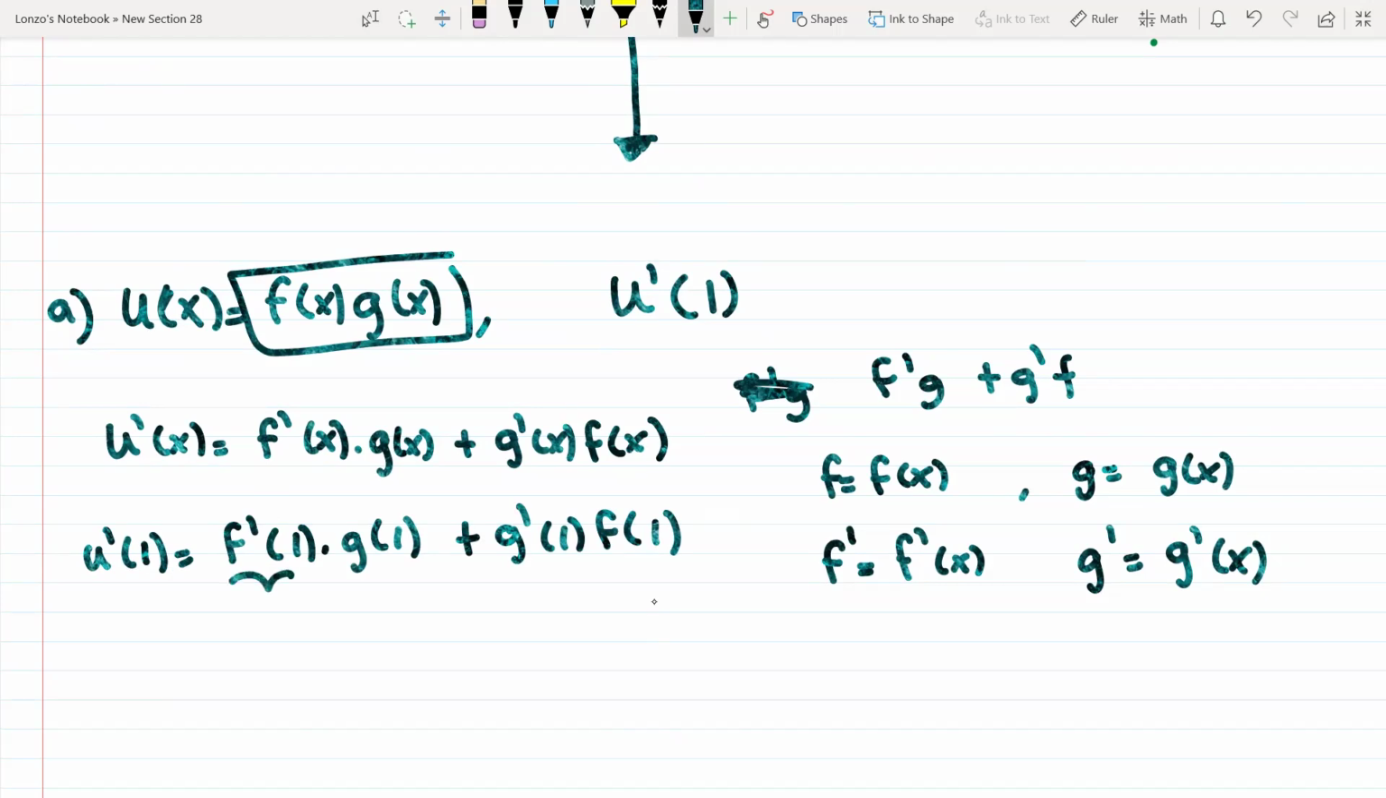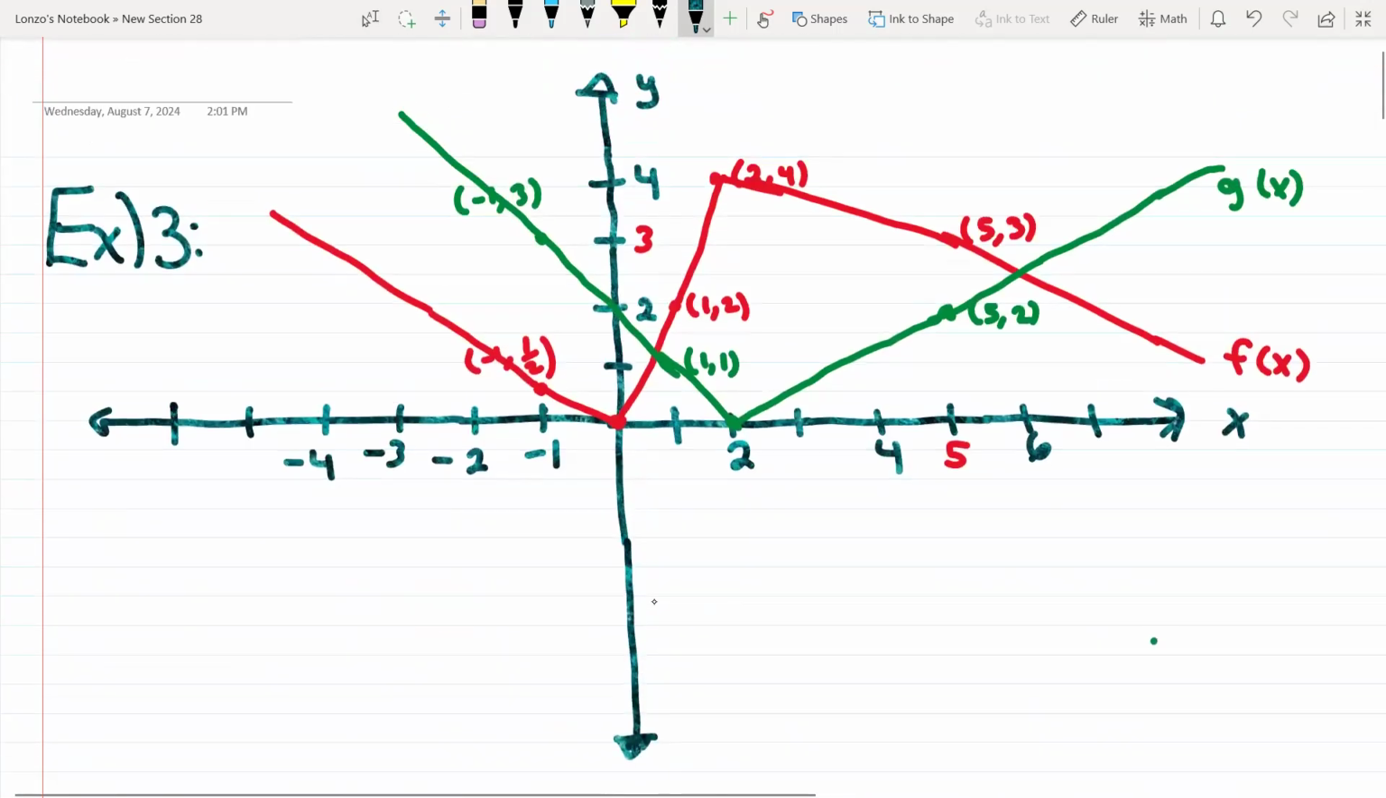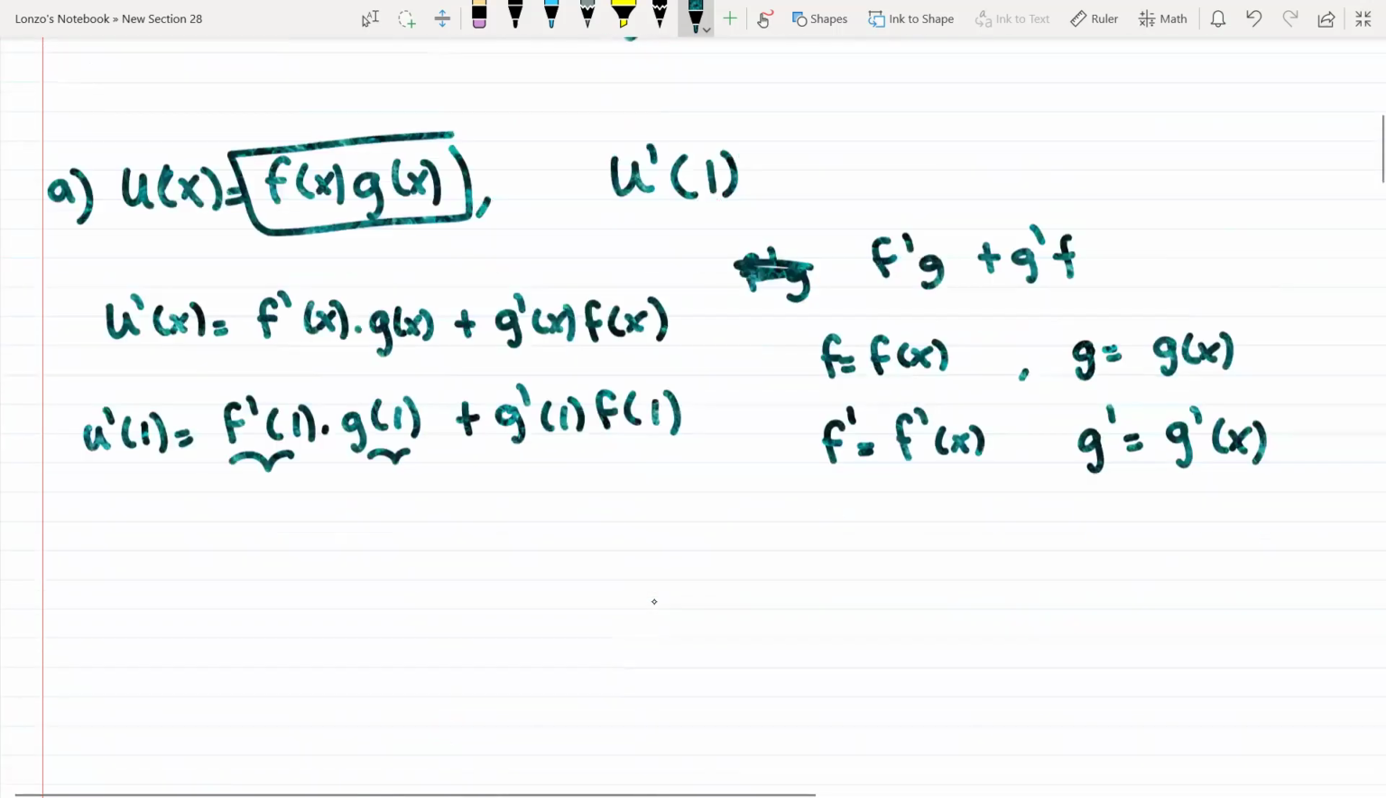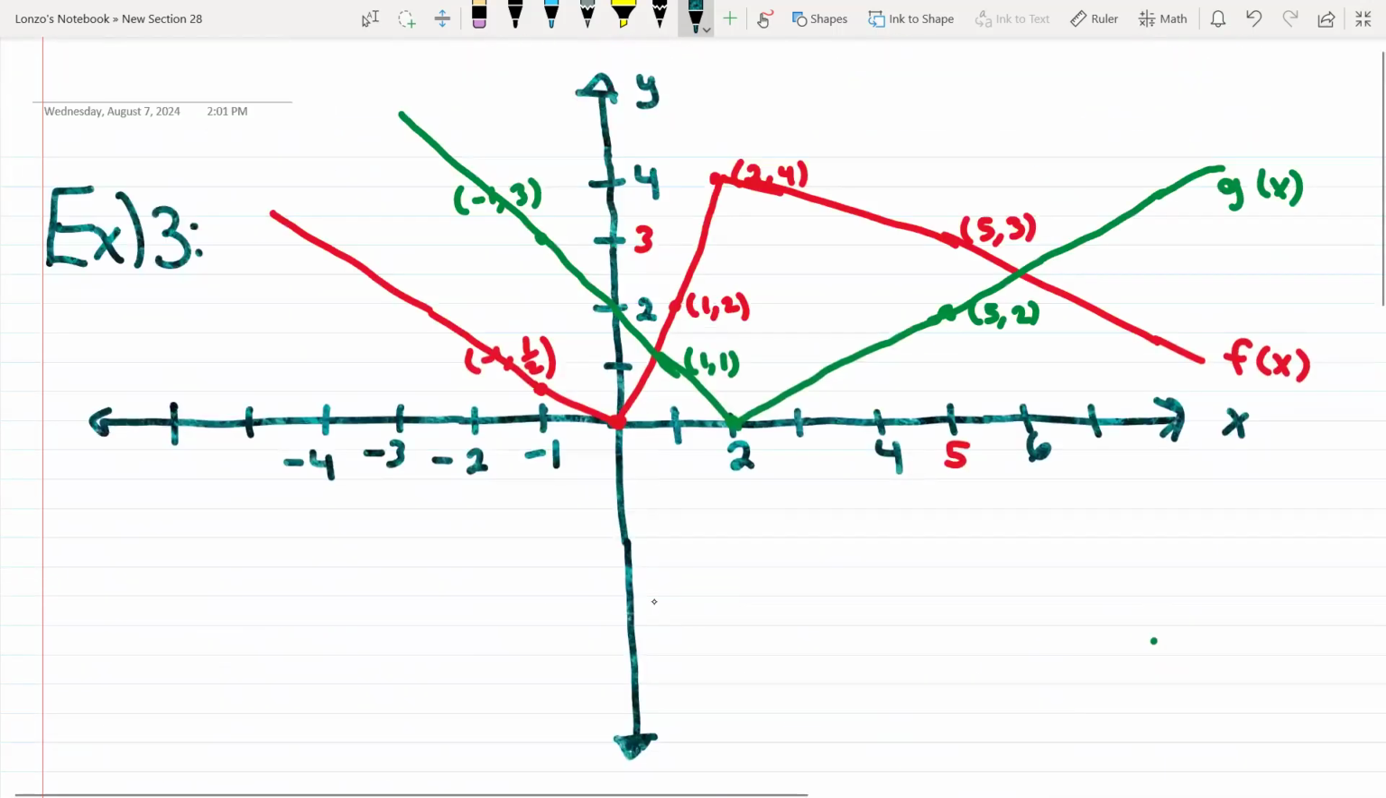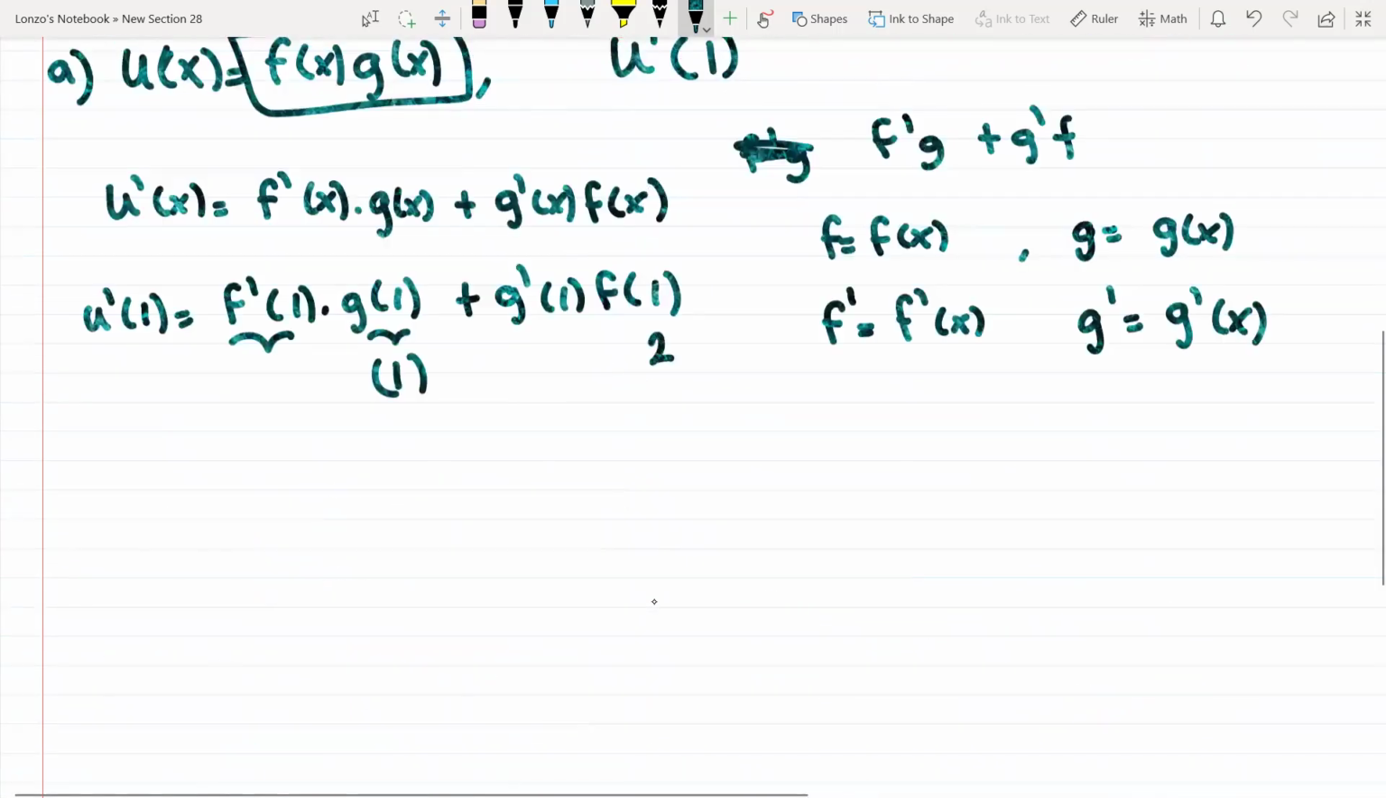And then I kind of know g of 1. We could just look at the graph. What is g of 1? g is the green one, so g of 1 is the point 1 comma 1. So g of 1 is 1. And the same, we could easily find f of 1 by looking at the graph. f is the red one, so at x value 1 it spits out a y value of 2. So f of 1 is 2.